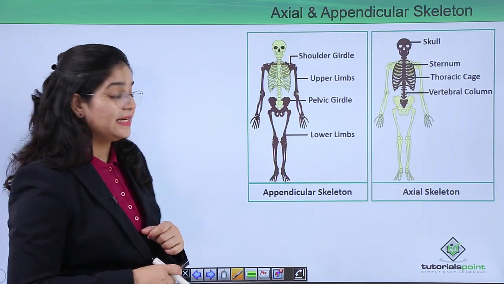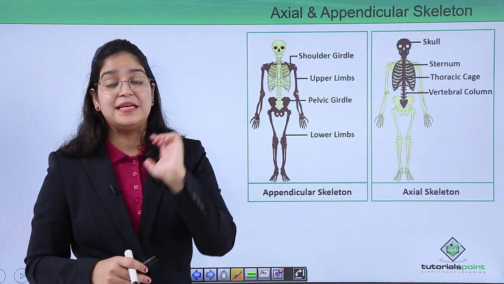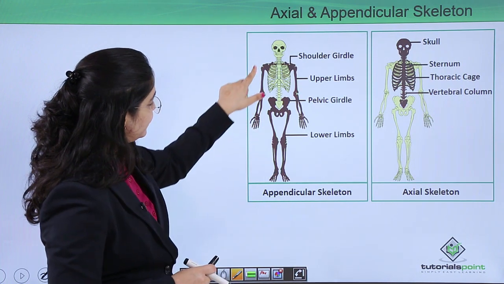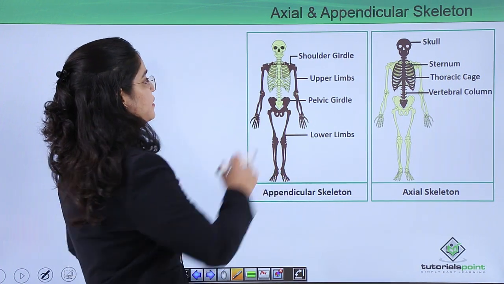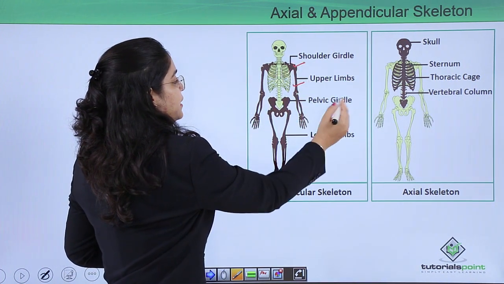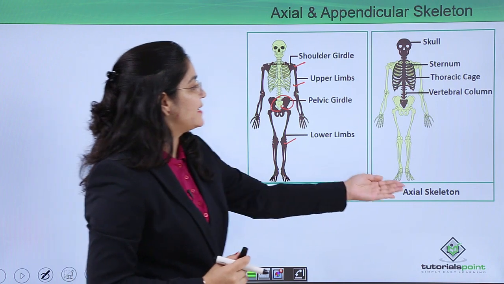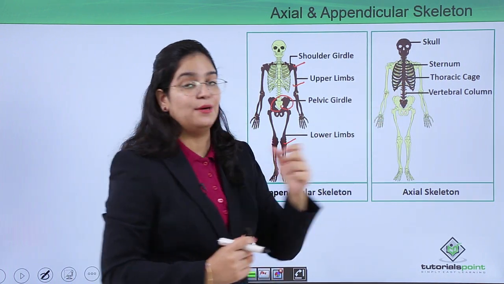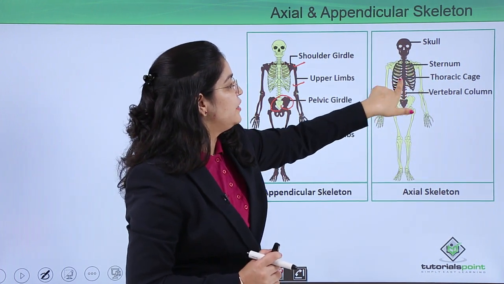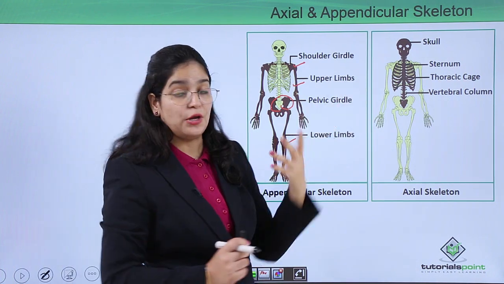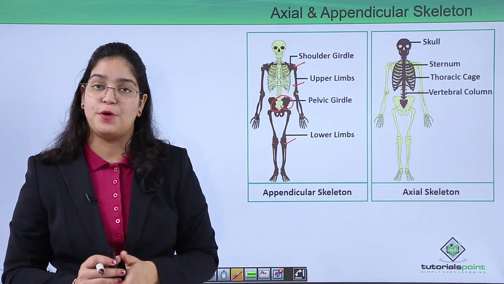Now, let's see this division. Here you can see this is the appendicular skeleton, that means with the arms and legs. The bones which are present in brown color are the appendicular skeleton: the shoulder, the upper limb, the pelvic girdle and the lower limb. All these are the appendicular skeleton. And the axial, the midline, the bone in the other color, is the axial skeleton: the skull, the tie-shaped sternum, the thoracic cage, which we can also call the rib cage, and the vertebral column, which is always present in higher groups of animals.